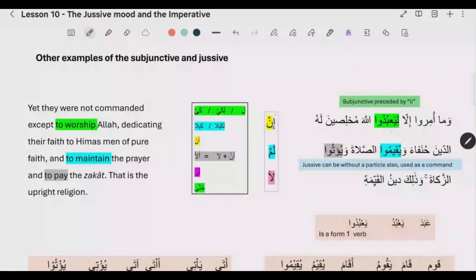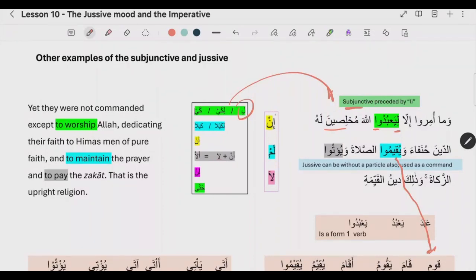Okay, then we move on to other examples of the subjunctive in jussive. وَمَا أُمِرُوا إِلَّا لِيَعْبُدُوا. Now, the moment you have a li, you know that it's a subjunctive. So this rule applies here because the li is part of it. So you can see that the li and ya'budu, the waw alif to show plural for the group of males, persons here, etc. Then you have yuqimu, also a similar thing. I'm just showing you qawama is the root. You have qama yaqumu, which is the normal trilateral form 1 past tense and present tense here.